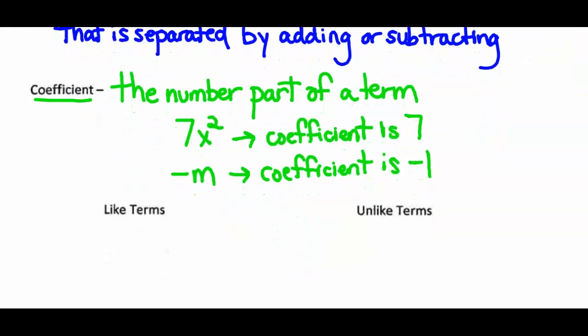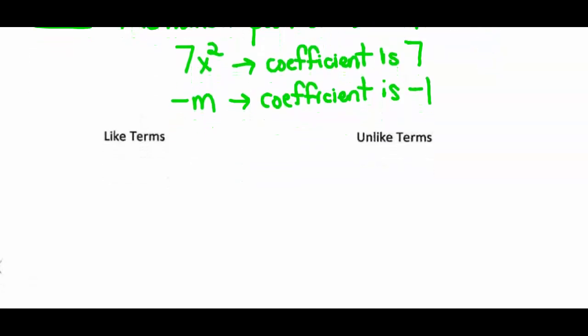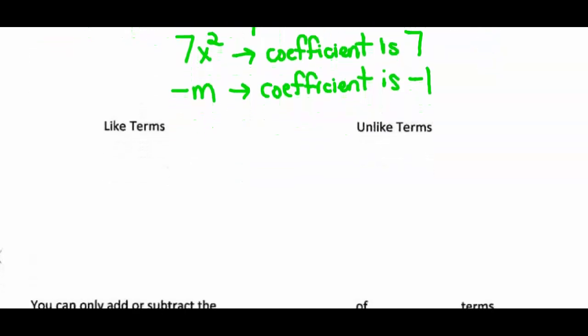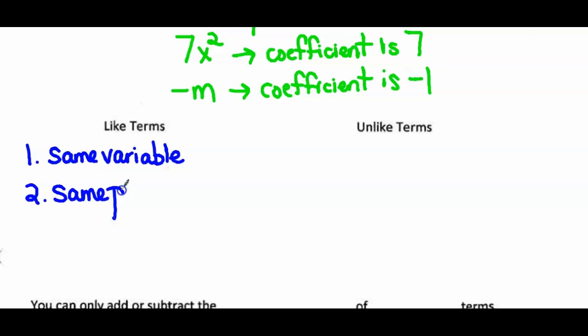So let's put some examples of like terms and unlike terms in your notes. Make sure you know what they are. Before we do, let's put a definition. Like terms must have two things to be like. They must have the same variable, and those variables they have must have the same power. A power is an exponent if you weren't sure.